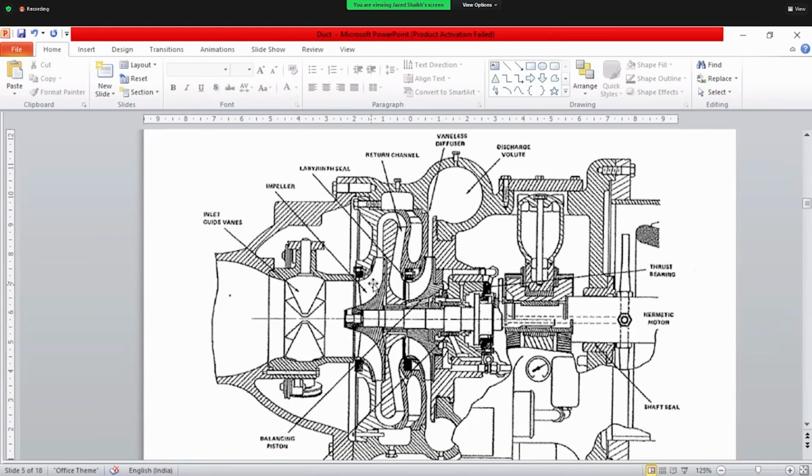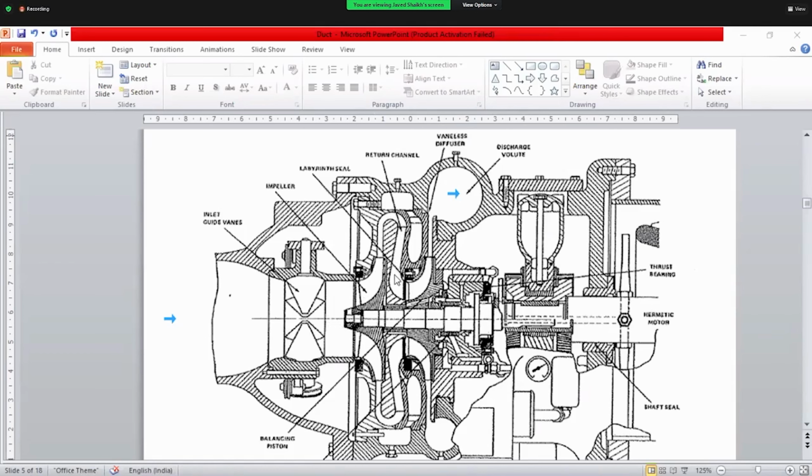So here you can see the impeller. It's connected to a rotating shaft. This is connected to a rotor, the hermetic motor. You can see the hermetic motor here. So this is a shaft connected to an impeller, where it sucks from here and discharges from here. So it sucks here and compresses. The refrigerant is compressed and it passes through here.